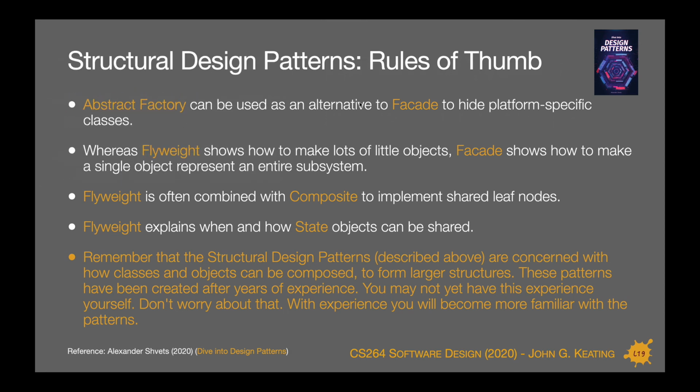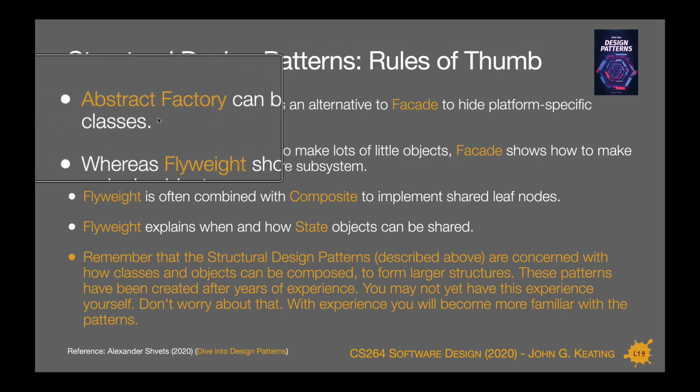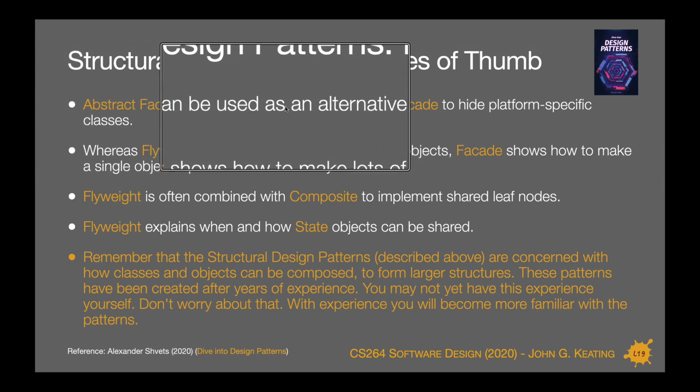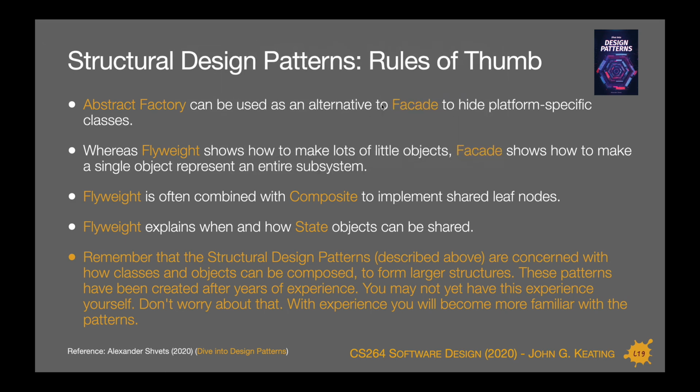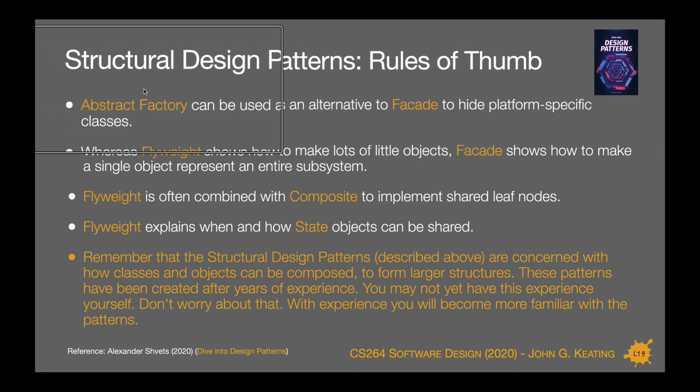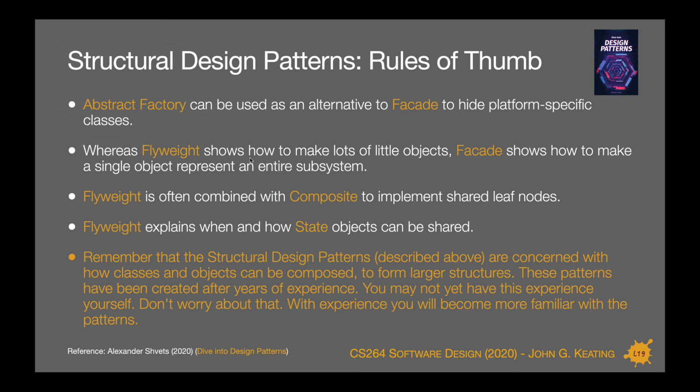So the abstract factory, for example, can be used as an alternative to facade for hiding platform specific classes. And this is really interesting because we're saying here that we can have a couple of approaches. We can use this structural design pattern called facade to hide platform specific classes, or we can use a creational pattern to do it. So it isn't just a case that when we come to design, we use the structural ones for one part and the creational ones for another part. Sometimes we can use the creational in place of structural, or the other way around if we want.